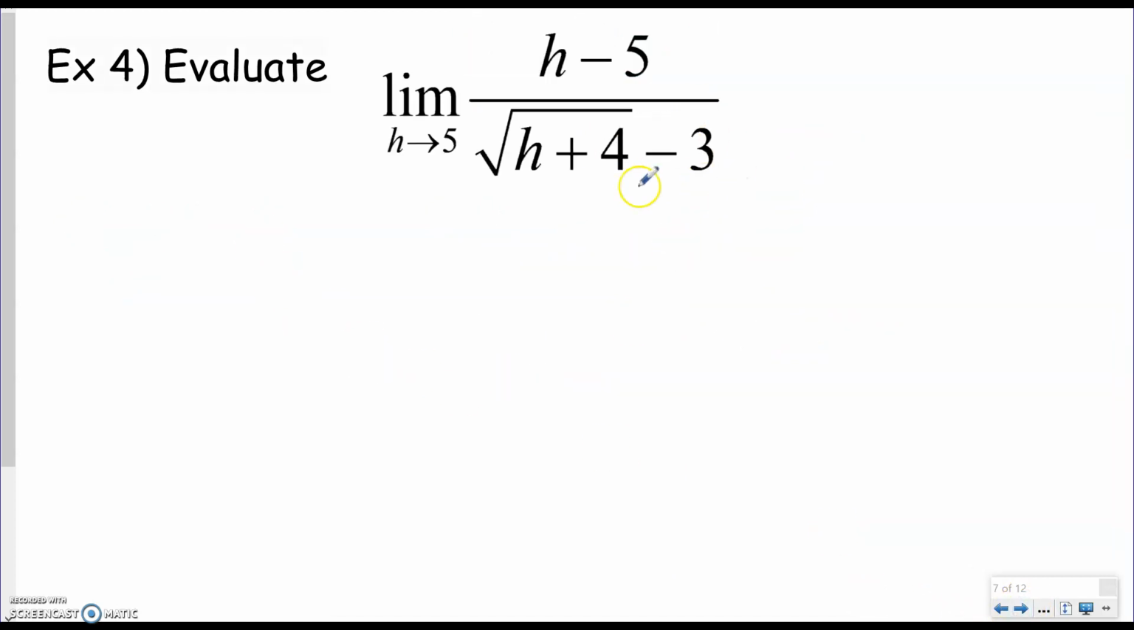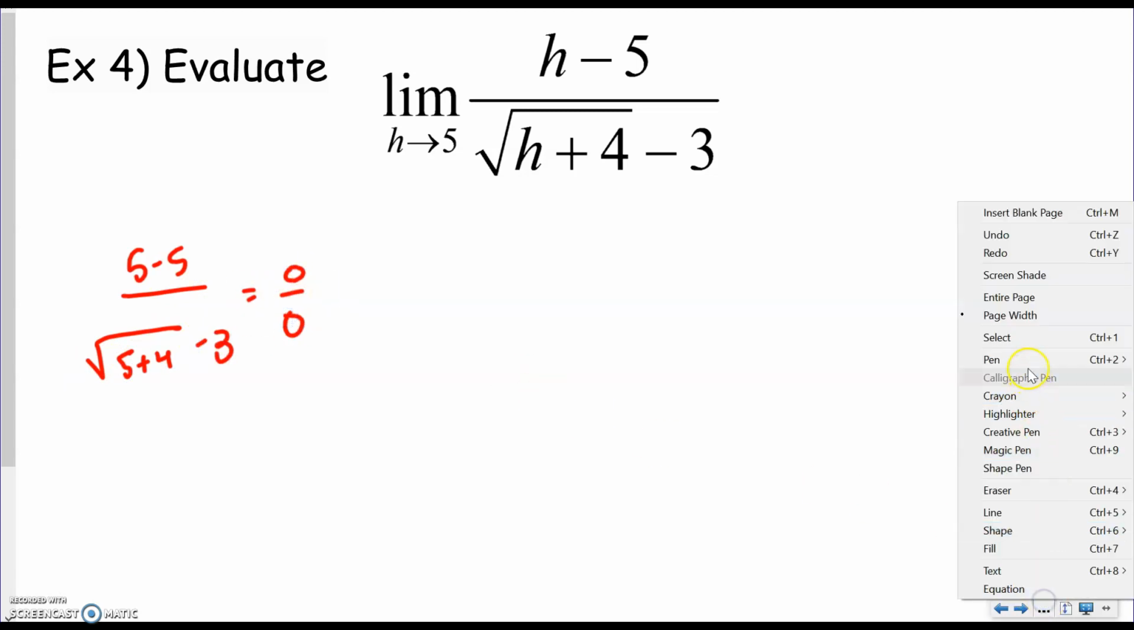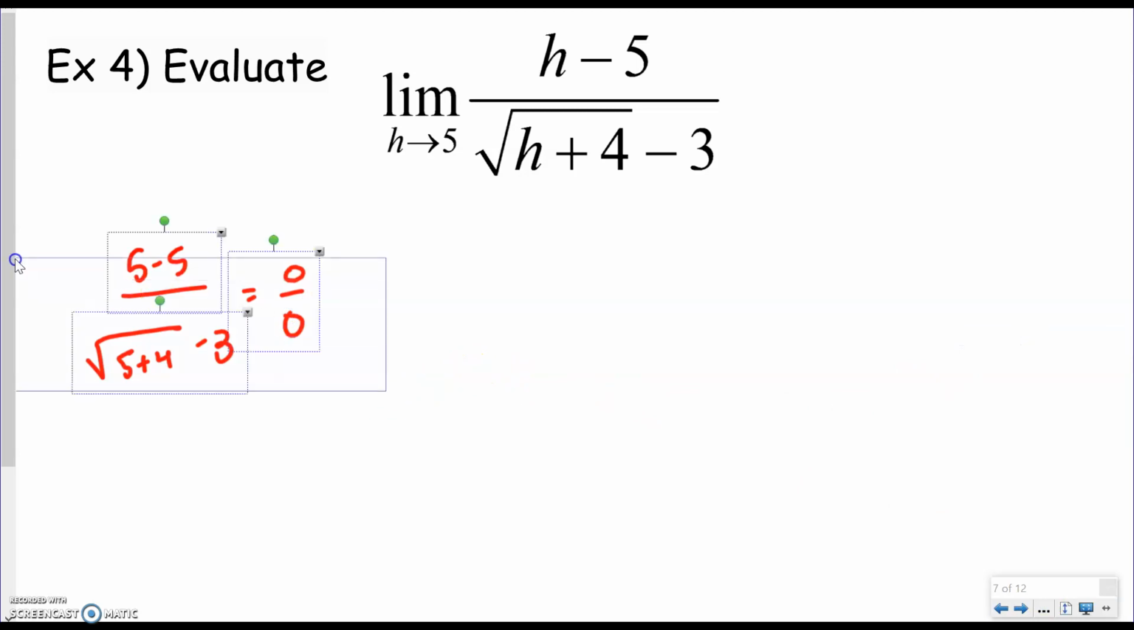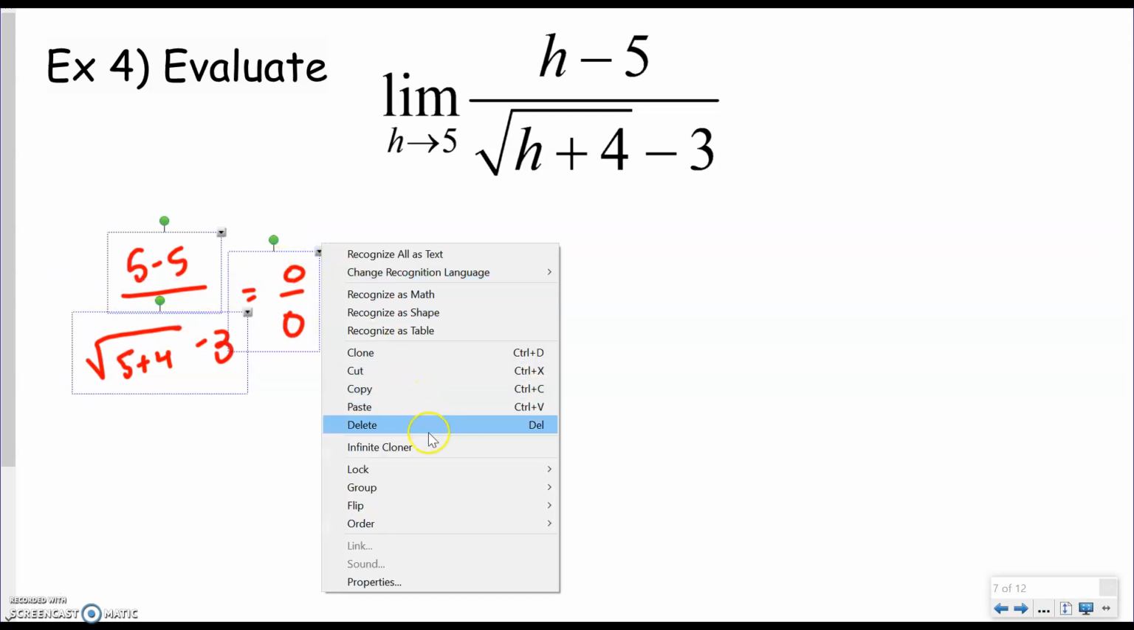Same idea for the next one. We have a square root. So if I substitute 5 in, I get 5 minus 5, and I get the square root of 5 plus 4 minus 3, which is 0 over 0. So that is indeterminate. Make sure I check that all the time before I try to work it out.